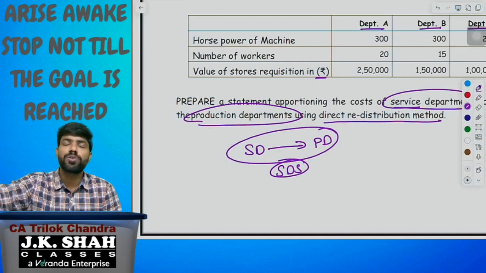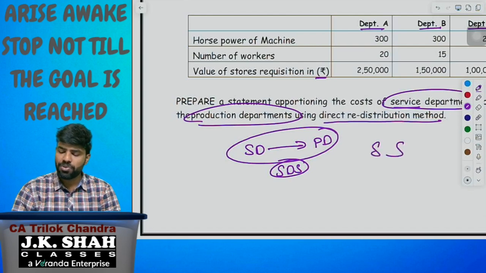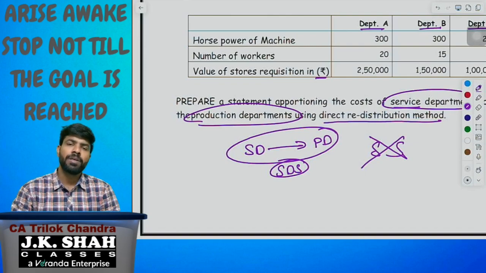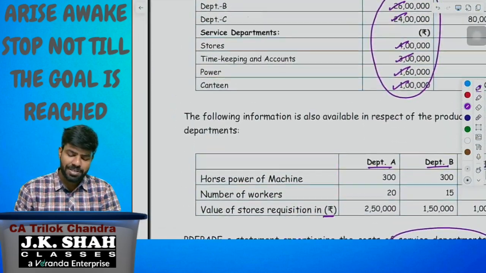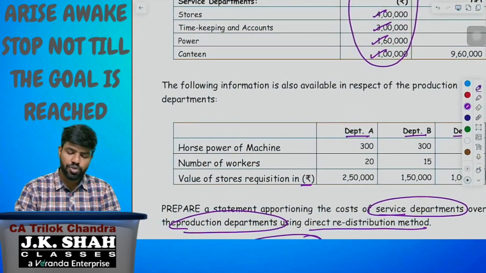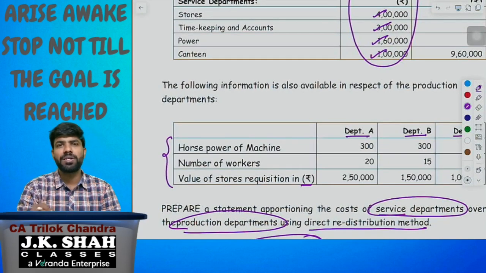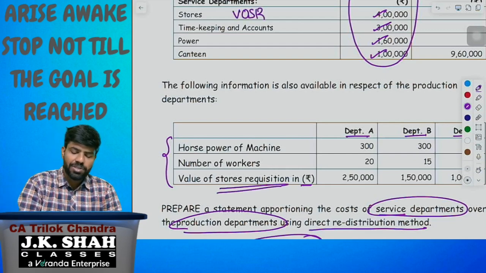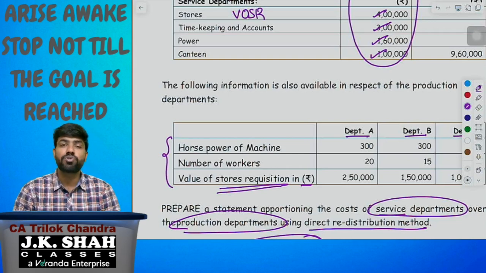We are not going to apportion to the service departments, so there is no exchange of service between service departments. Directly we will apportion to the production departments. There are 4 service departments. Number 1, look at the first one, stores. According to the given information, stores will be apportioned on the basis of the value of stores requisition. Value of stores requisition is the base for the stores cost.